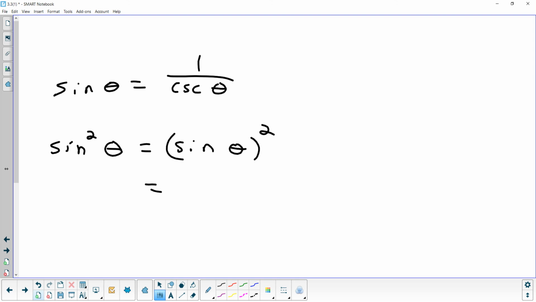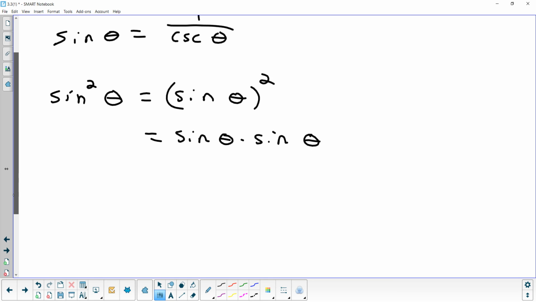But anyway, my point is, what does something to the second power mean? Like if you had to write this out without an exponent of 2, what does it mean? Yeah, it means sine theta times sine theta. Any question on that? All right, so now let's take that one more step.